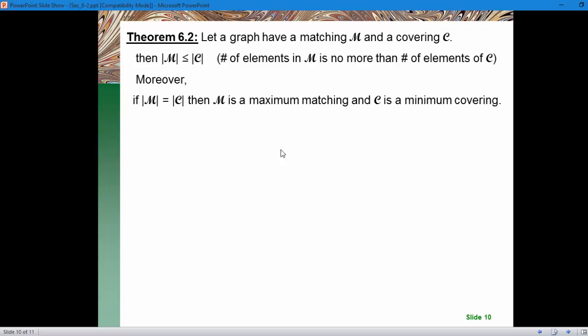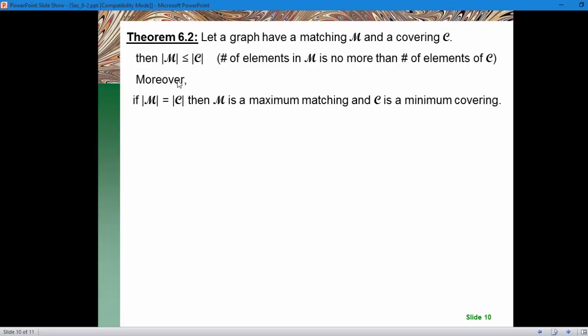Now, if you have any matching and any covering, the theorem is saying that the number of elements in the matching is less than or equal to the number of elements in the covering. In other words, the number of elements in the matching is always no more than the number of elements in the covering. That could be any matching and any covering. It's always like that.